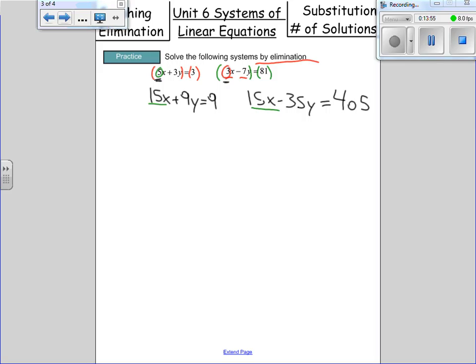Okay, now that we have 15x and 15x, what do we have to do, Dawson? Subtract. We have to take one equation and subtract the other. So minus 15x minus 35y equals 405. What's 15x minus 15x, Johnny? 0. What's 9y minus negative 35y? 44y.